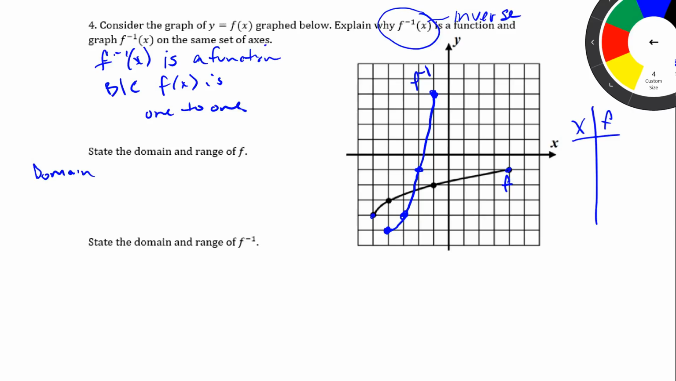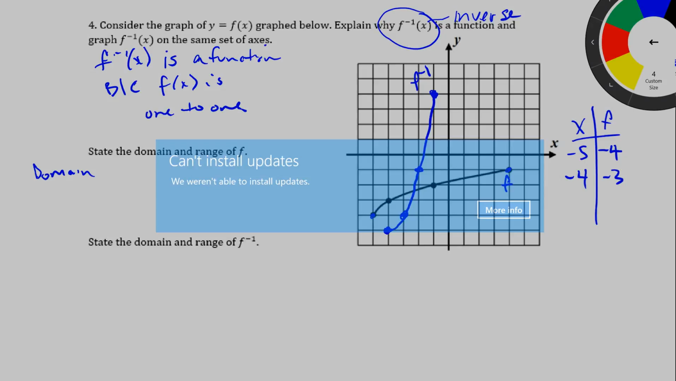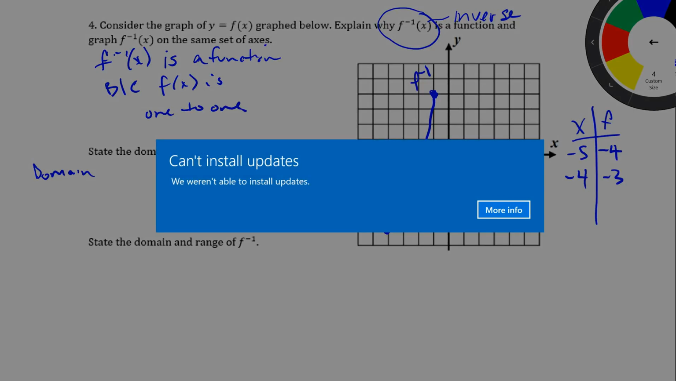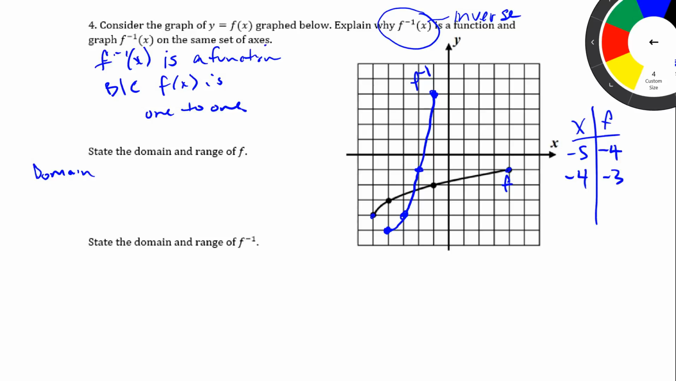we have negative 5, negative 4. We have negative 4, negative 3. We have negative 1, negative 2. And we have 4, negative 1. So for this function, the possible x values that I see are anywhere from negative 5 to positive 4. So my domain is going to start at negative 5 and go up to positive 4. Notice I'm using brackets here because I'm including those points because they're actually on my graph.